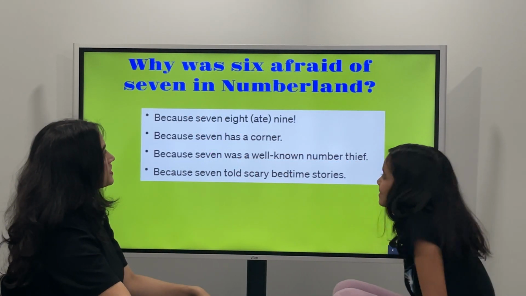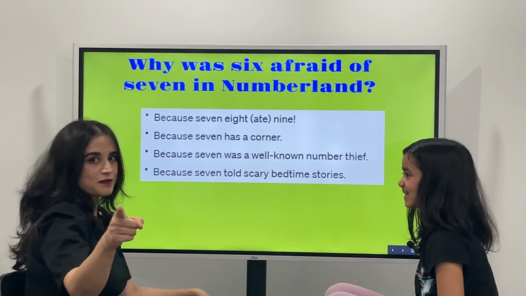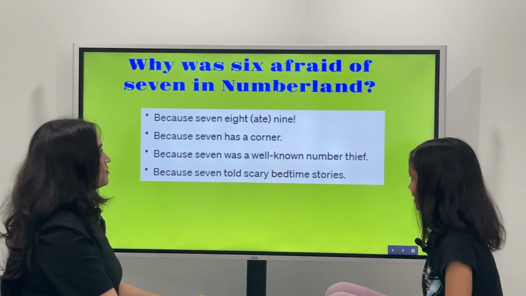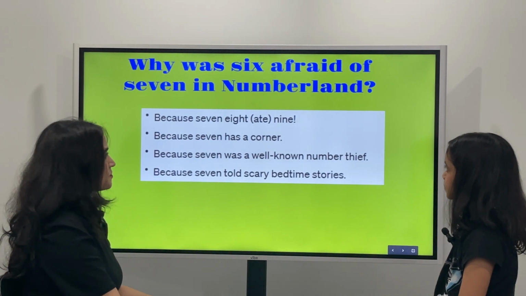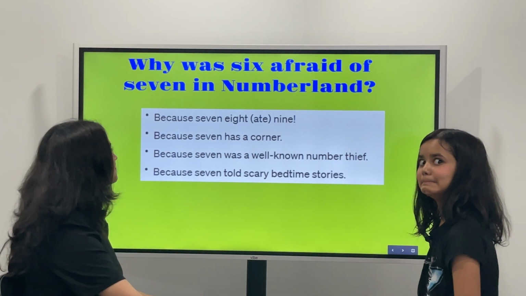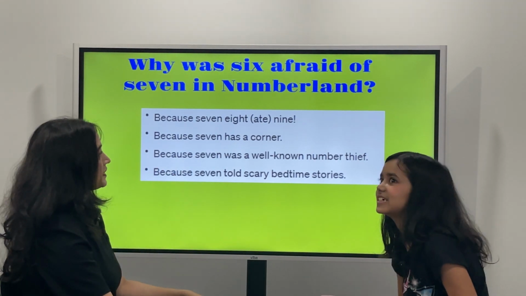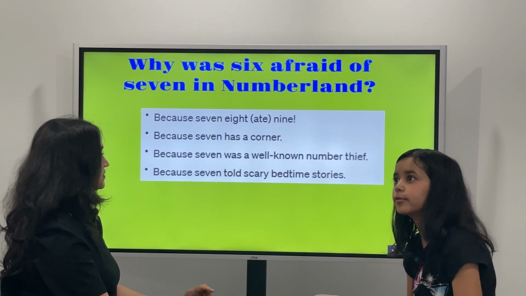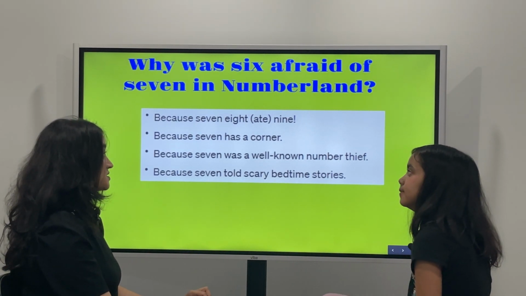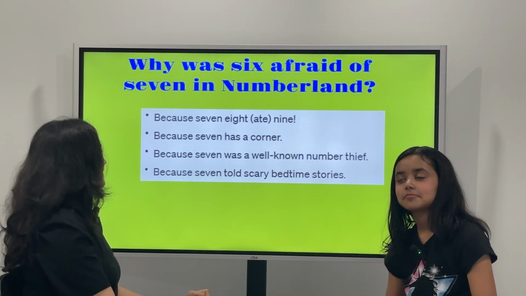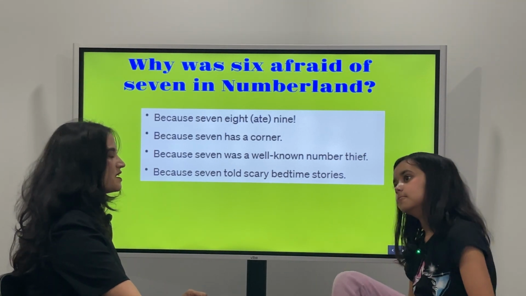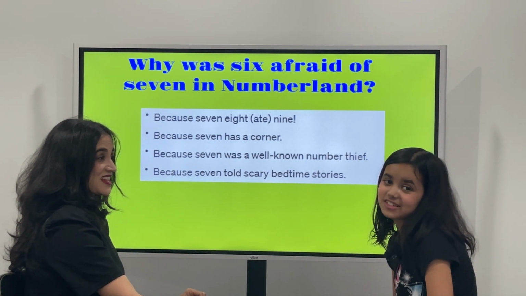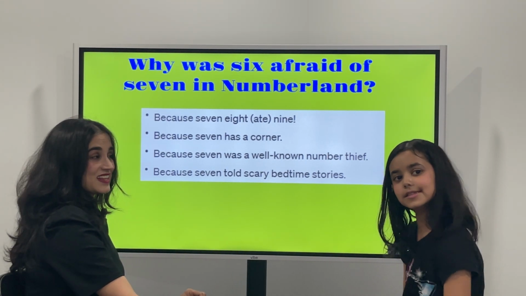Now this is a fun part of math facts. Why was 6 afraid of 7 in number land? A, because 7, 8, 9 has a rhyming word. B, because 7 has a not correct rhyming word. C, because 7 has a well-known number. D, because 7 told scary bedtime stories. Which one? It sounds the same, but it's spelled differently and means something else.